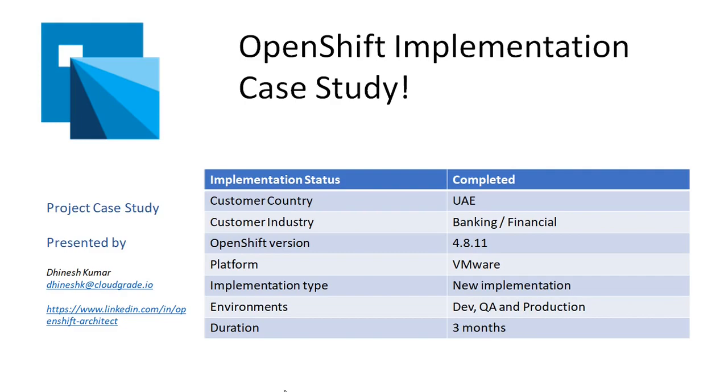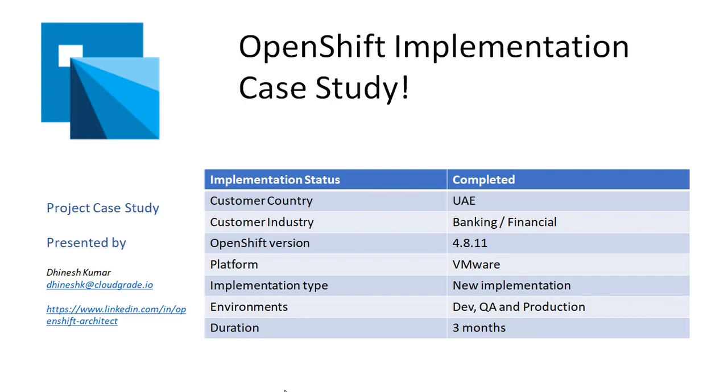The implementation is based on VMware environment v6.7 and we have considered OpenShift version 4.8.11, a recent stable version with N-1 strategy. This implementation is very new, and this is the first time for the customer to host the orchestration tool, which is OpenShift. We have implemented it in two different phases. Phase 1 covers only dev and QA, whereas the production environment participated in phase 2.